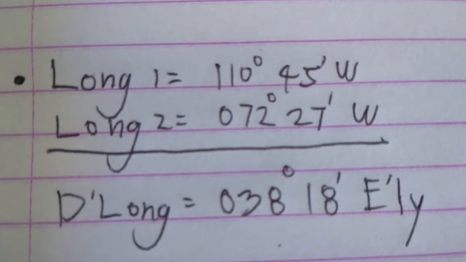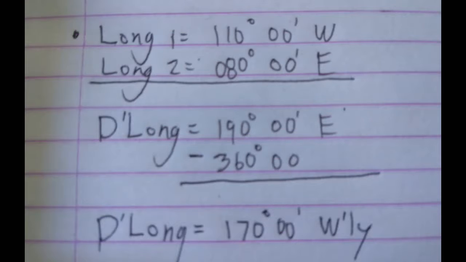For example, 038 degrees. Here we do have another example in which we have opposite sides of longitude. Remember the rules: if they are on opposite sides, we are going to add. So our Long 1 here is 110 degrees west. Our Long 2 is 080 degrees 0 minutes east. So our DLO is equal to 190 degrees 0 minutes east.